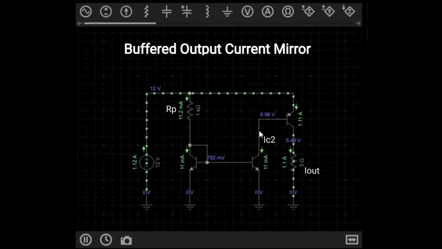have 11 milliamps passing through this output transistor, and that 11 milliamps, based on the beta of this transistor, is translated to a 1.1 amp output current through the load. This becomes useful if you want to control, obviously, a higher amount of current by using a lower amount of current at the input.